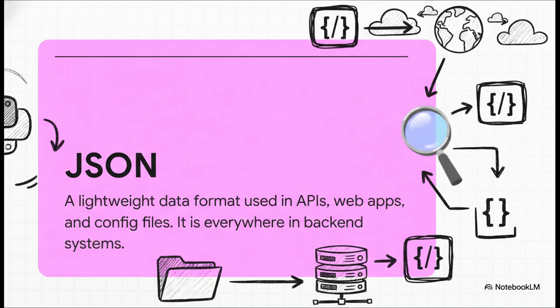But don't let that name fool you. It's used absolutely everywhere, not just in JavaScript. It's just a simple, text-based way to structure data that's super easy for both humans and computers to understand. If you've ever used a weather app that pulls in the forecast from some server, yep, you've used JSON.